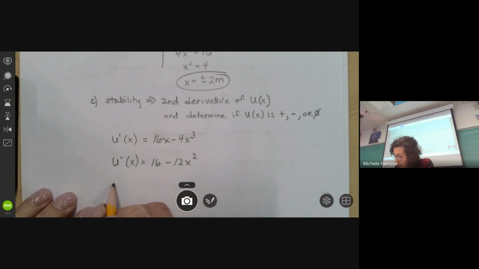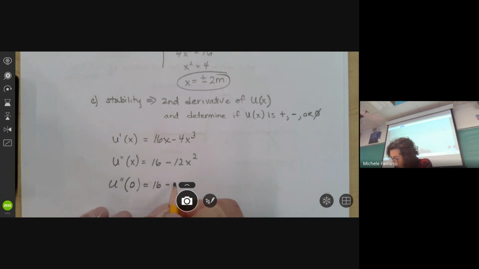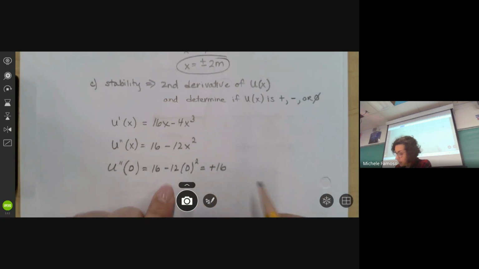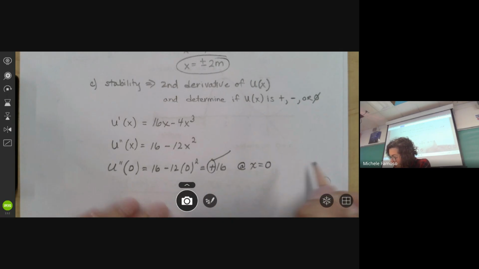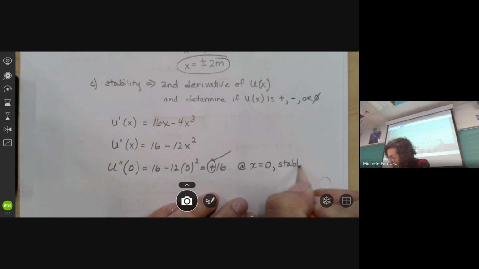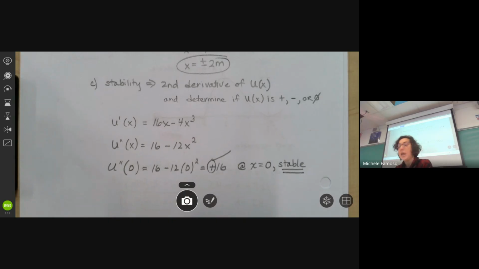So if I do this second derivative, evaluate it at 0 meters, that would be 16 minus 12 times 0 squared, which is going to give me positive 16. Since it's positive, that means at x equals 0, we have a stable equilibrium position. I don't even care that the number is 16. It is positive, so that is a stable equilibrium point. That's where the graph is concave up.